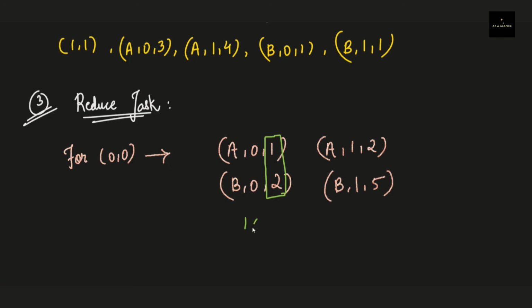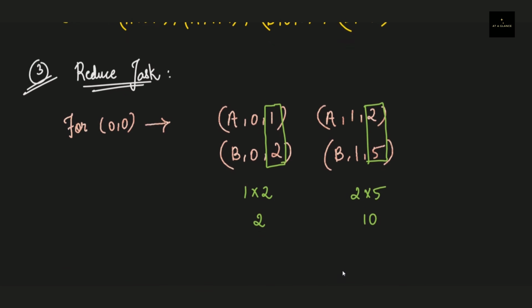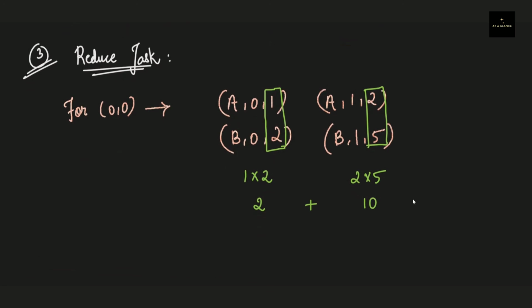Here the third parameter contains 1 and 2. So you need to multiply them. 1 into 2 gives out 2 as the answer. Similarly, for the next value pair, we have to multiply the third parameter, which is 2 and 5. So 2 into 5 gives 10. Now whatever result you are getting, you need to add them. So in this case, 2 plus 10 gives out 12 as the answer.